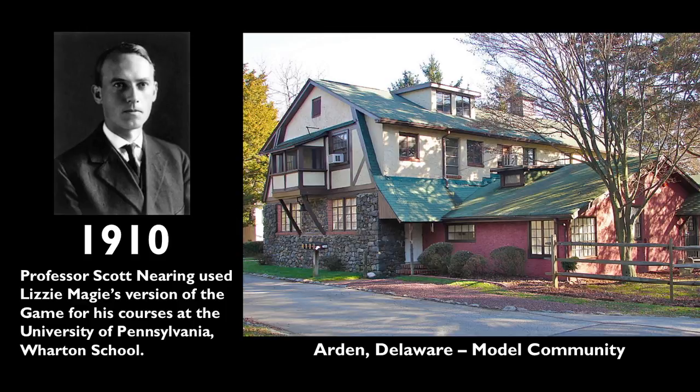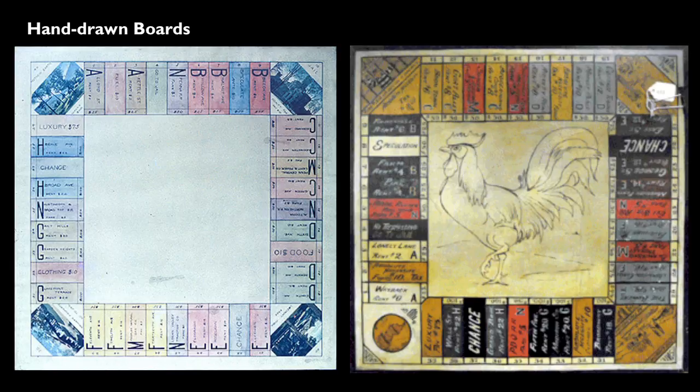In 1910, Professor Scott Nearing at the University of Pennsylvania introduced Lizzie Magie's Landlord's Game as a teaching tool in the Wharton School of Finance. Lizzie Magie's concept was so good that it inspired many versions of Monopoly on hand-drawn game boards. Magie was a Quaker, and she introduced her game to her congregation. The Quakers loved it, and gradually the game spread from city to city, first played in Quaker congregations in each town.